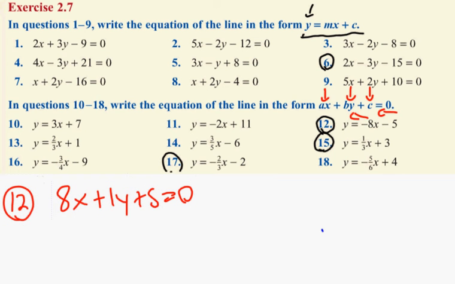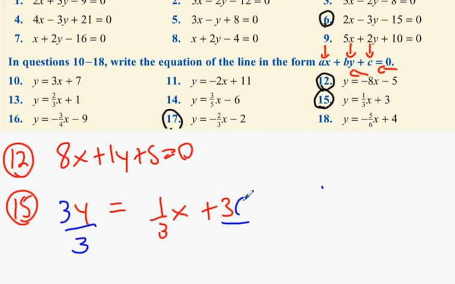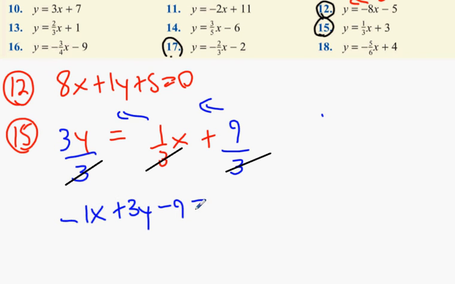Now, question 15. We look at y equals 1/3 x plus 3. Now, what I might do to both sides is what? Give them all a denominator of 3. And then what happens to the 3s on the bottom? Okay, then after that, we're going to move them all over one side. What's 3 times 3, by the way, just while I'm there? It's a 9. Move it over to your side. So I'm going to get minus 1x plus 3y minus 9 equals 0.